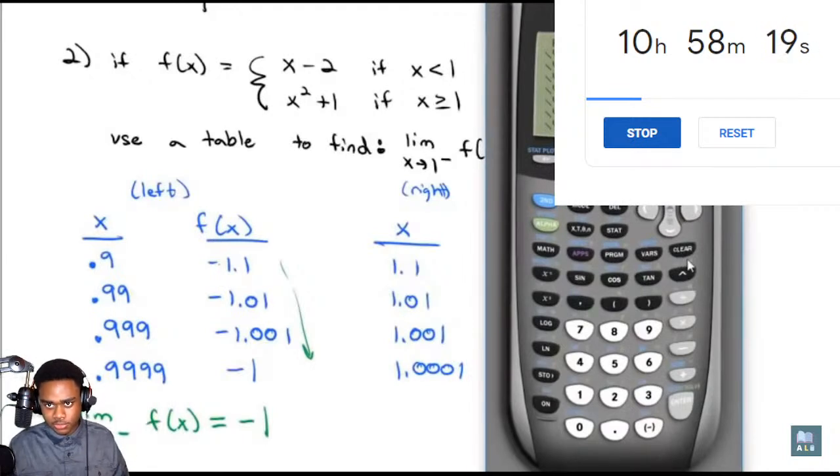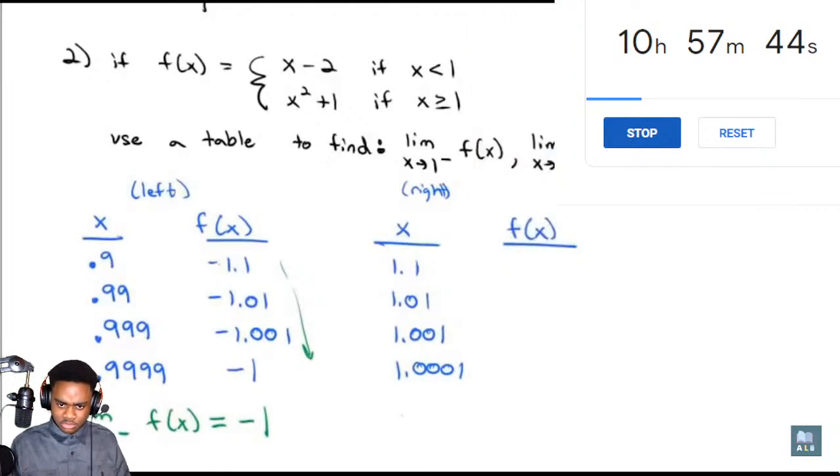Because now that x is bigger than 1, we have to use the other equation, the second equation, which is x squared plus 1. And when we hit second table and clear out all the old values, our new values are 1.1, 1.01, 1.001, 1.0001. And we see a definite pattern emerging as we fill in our f of x column.